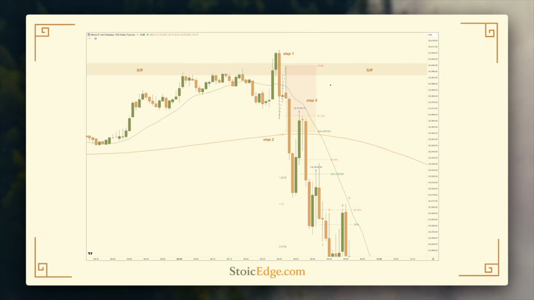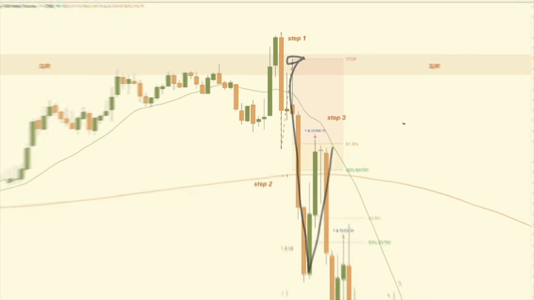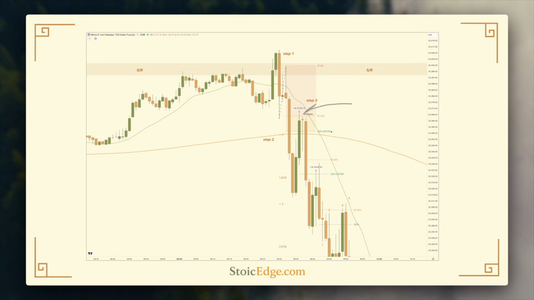So based on the Fib geometry rules, we have the first pullback. That's step one. We have the extension to 100%, which is over here, that one that you see. That's the 100% extension. That's step two. And we enter on the second pullback. This is the first pullback, and this is the second pullback, and this is where you see I entered it. And actually I entered it at the 50% with a limit order. There is no thinking. This is an absolute no-brainer.